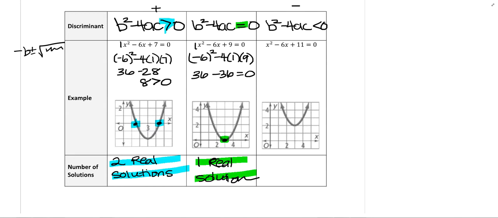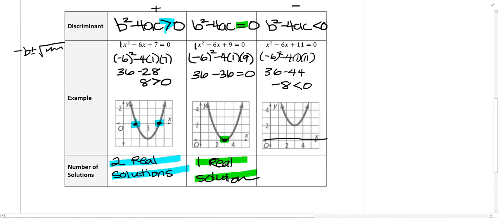Alright, so then let's do the last one. The last one here we have x squared minus 6x plus 11. And so negative 6 squared minus 4 times 1 times 11. That gives you 36 minus 44, which is negative 8. Negative 8 is of course less than 0. And so if you look at where the x-axis is down here, that graph is not going to go through the x-axis at all. There are no x-intercepts. And so there are 0 real solutions.